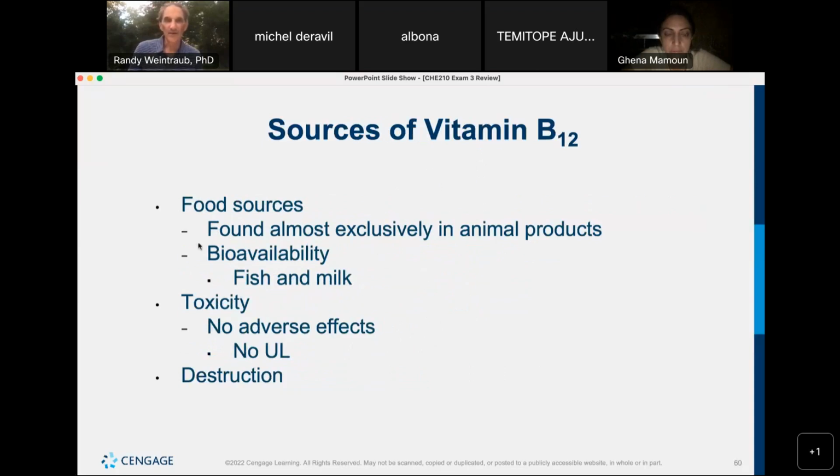And B12, if any of the vitamins are more difficult to get for people that don't eat meat, the B12 is one that, say, vegetarians and vegans have to make sure they get in other sources, because a lot of people get their B12 in meats and dairy.